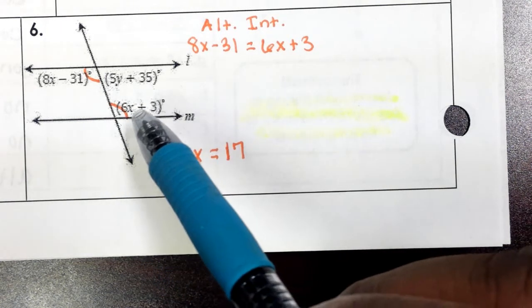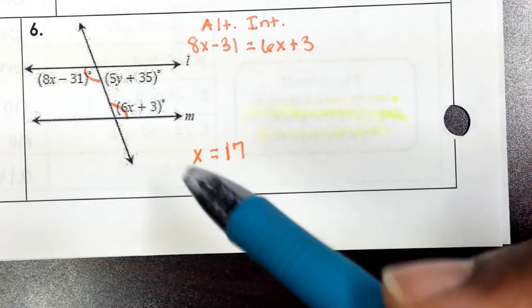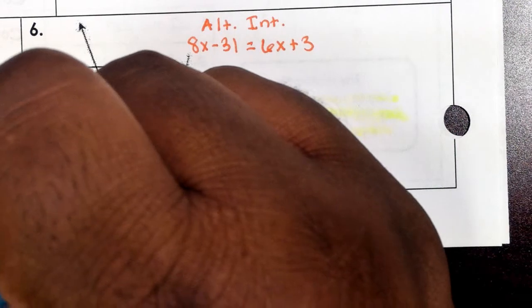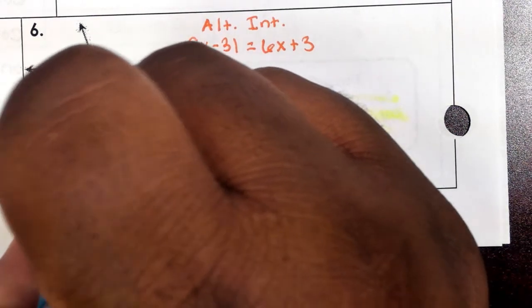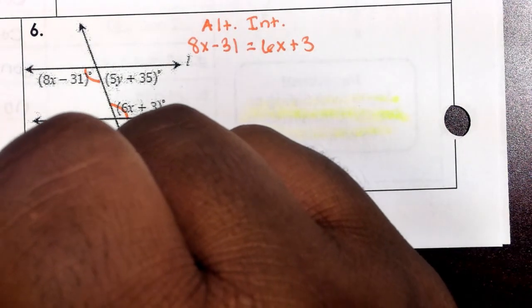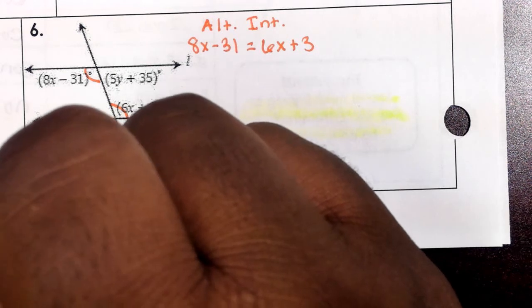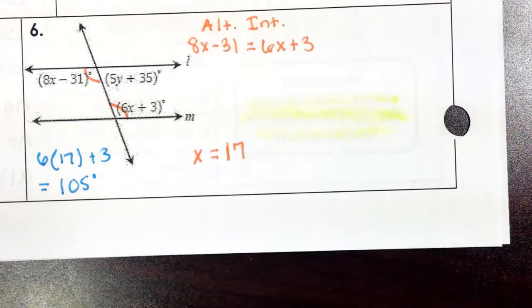Okay, so I'm going to do 6 times 17 plus 3. I'll do it out here. Out here, I'm going to just find my angles. 6 times 17 plus 3. You do that math, you should get 102 plus 3, and you should get 105. So you should get 105 degrees. So that means this angle in orange right here is 105 degrees. This angle right here is 105 degrees.